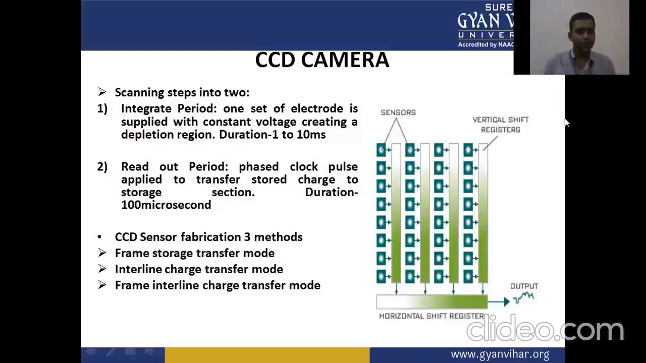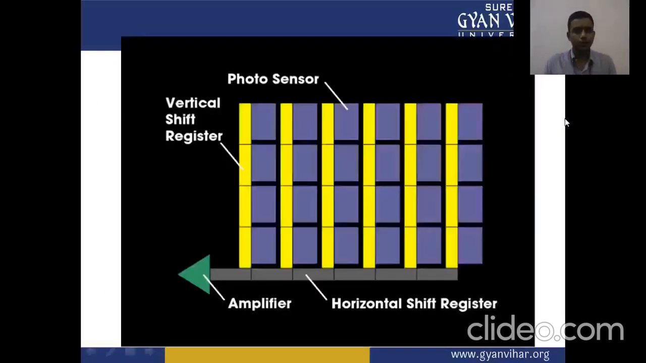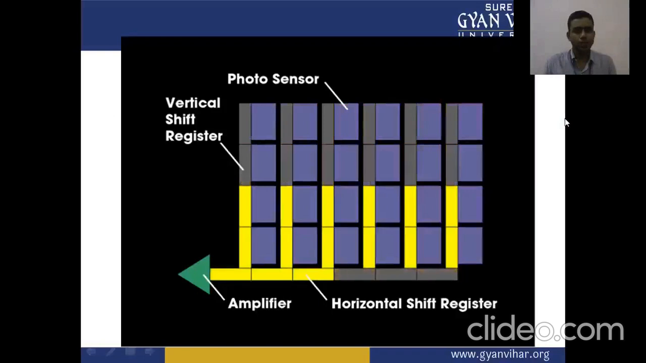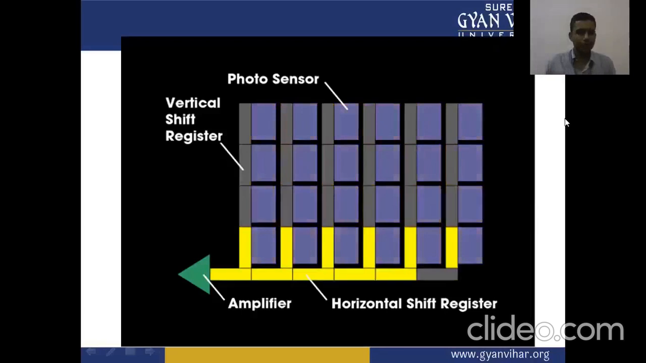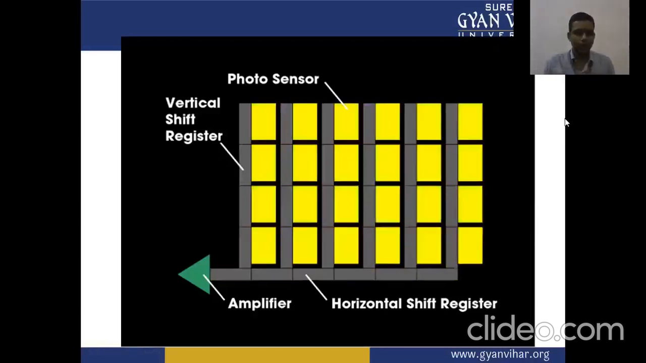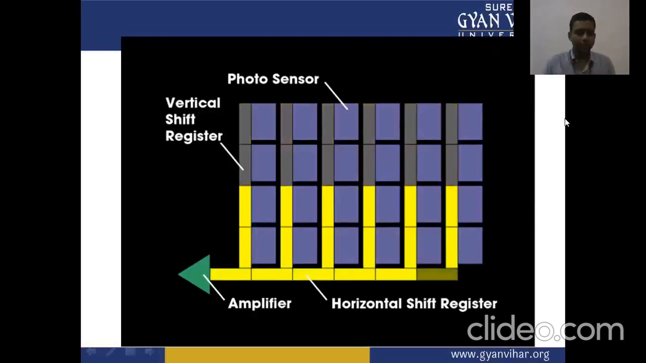CCD sensor fabrication methods are the frame storage transfer mode, interline charge transfer mode, and frame interline charge transfer mode. Here the sensor senses the image and converts it, and the output of the camera is given by this image. This shows the photo sensors, vertical shift registers, horizontal shift registers and the amplifier. The photo sensor senses the image, and the image is given to the vertical shift registers. Correspondingly, we have a horizontal shift register and amplifier.